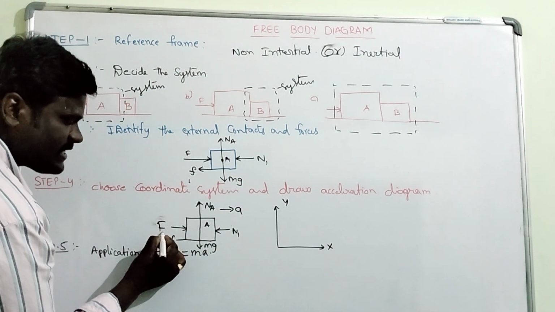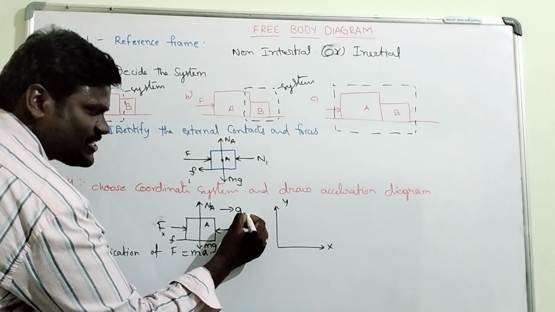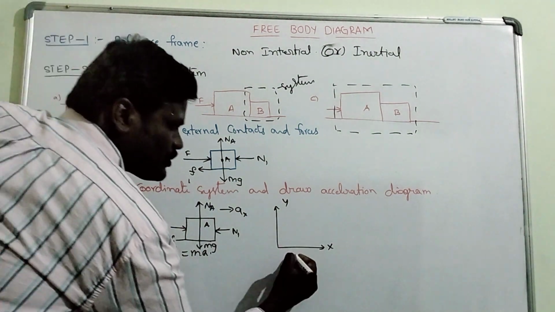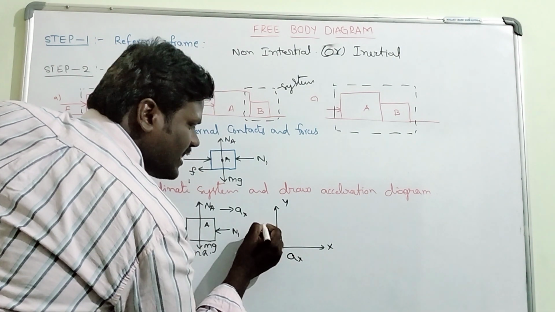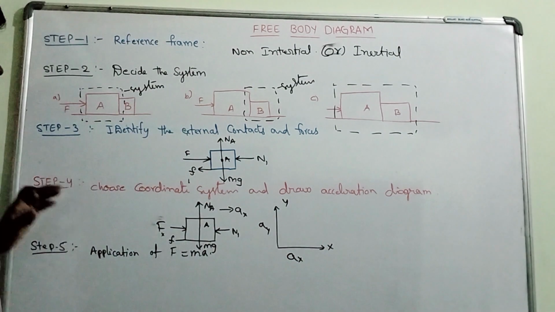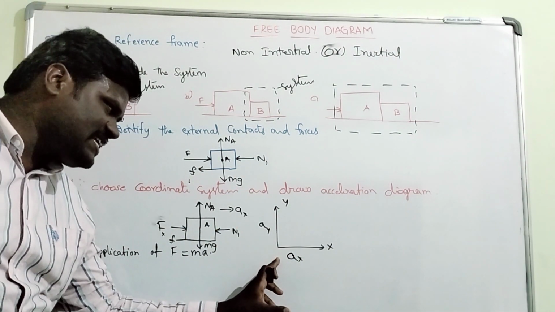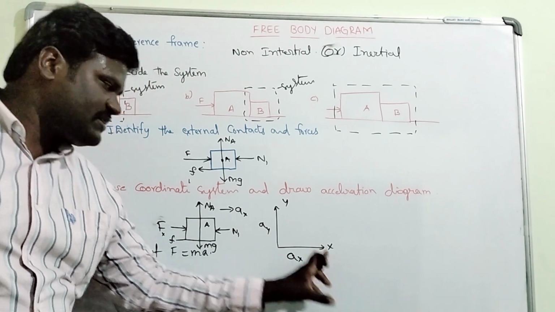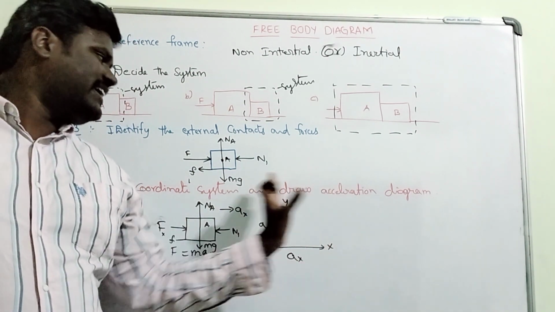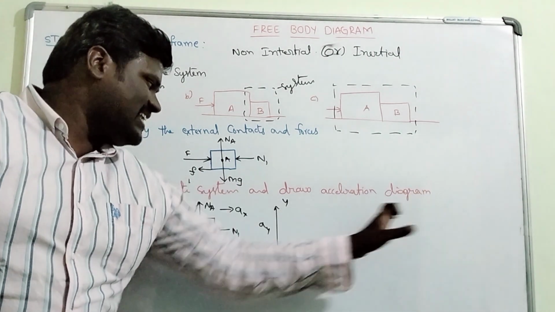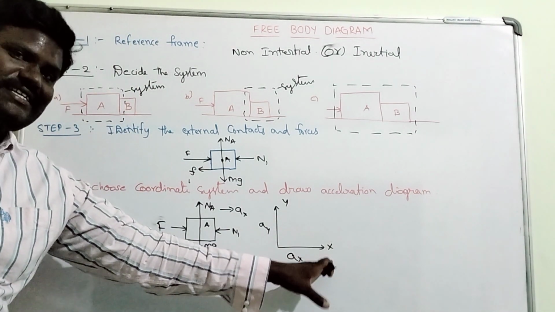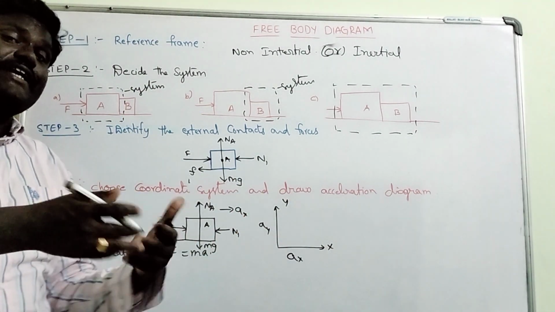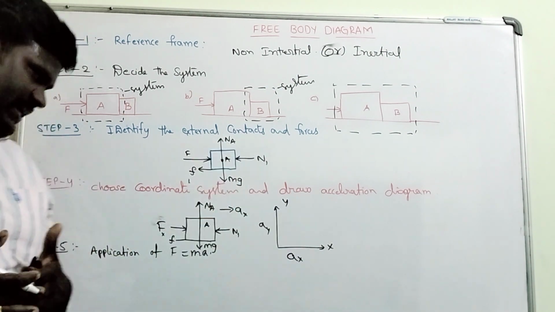Now F is applied in the x-axis, so the acceleration is also in ax. Here the acceleration is ax, and here the acceleration is ay. If the applied force is in the x-axis, then the acceleration is also in the x-axis. This is the coordinate system, and we draw the acceleration diagram. Whether the acceleration is in the x-axis or y-axis gives the direction, either horizontal or vertical.